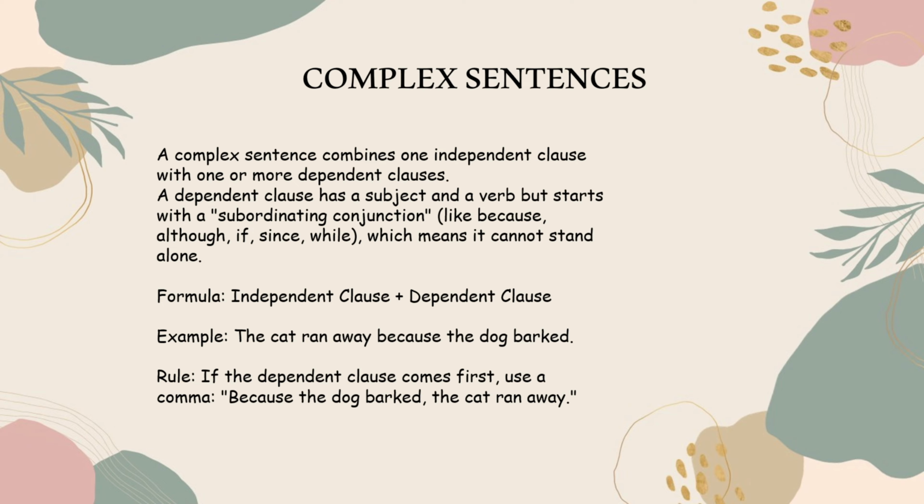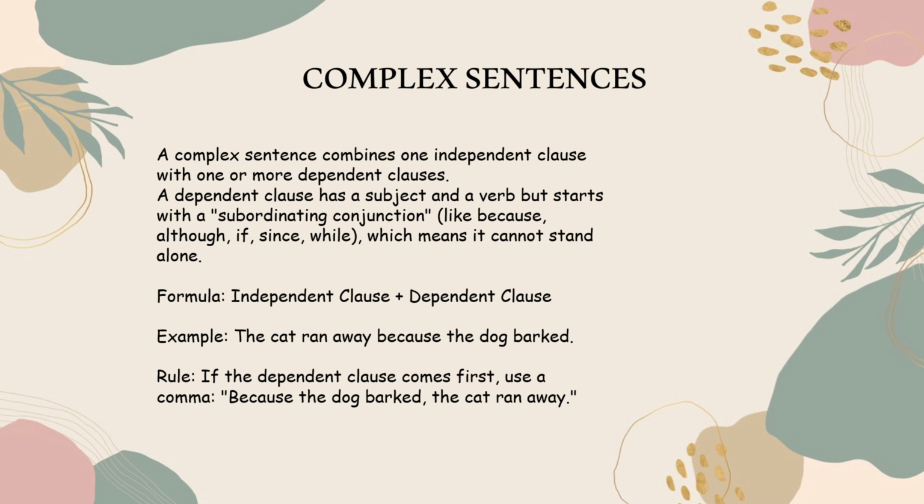In this example, "the cat ran away because the dog barked," you can see here that "because" is the subordinating conjunction, which is before the clause "the dog barked." This shows that this is a dependent clause, and "the cat ran away" is an independent clause because it gives a complete meaning.